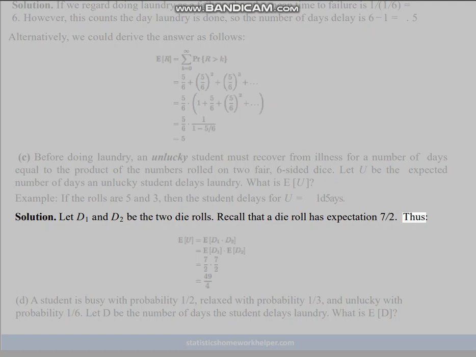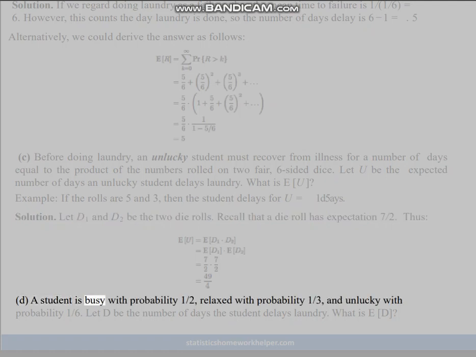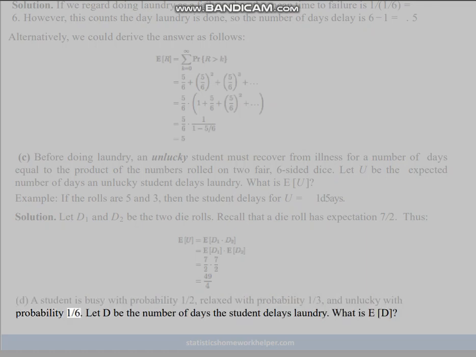Thus, D. A student is busy with probability 1/2, relaxed with probability 1/3, and unlucky with probability 1/6. Let D be the number of days the student delays laundry. What is E[D]?